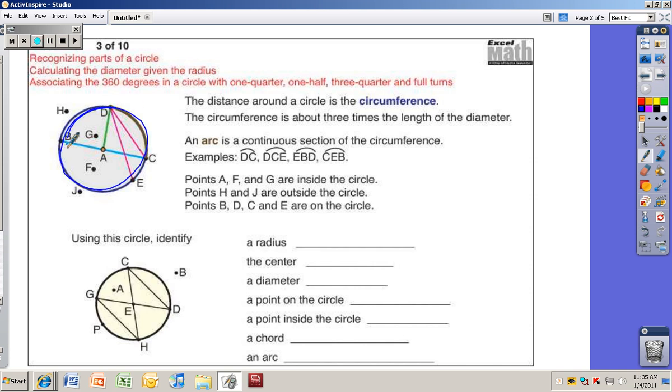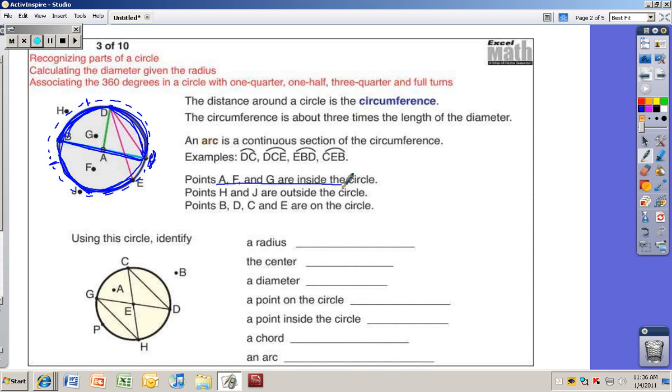The distance around the circle is called the circumference. All the way around here, the circumference. The circumference is about 3 times the length of the diameter. If I take this piece right here and move it out on the edge, 1 time, 2 times, 3 times, it's about 3 times the distance plus a little bit of extra compared to the diameter. An arc is a continuous section of the circumference. So this would be an arc right here. This would be an arc. This would be an arc. Any little chunk of the circumference is called an arc.